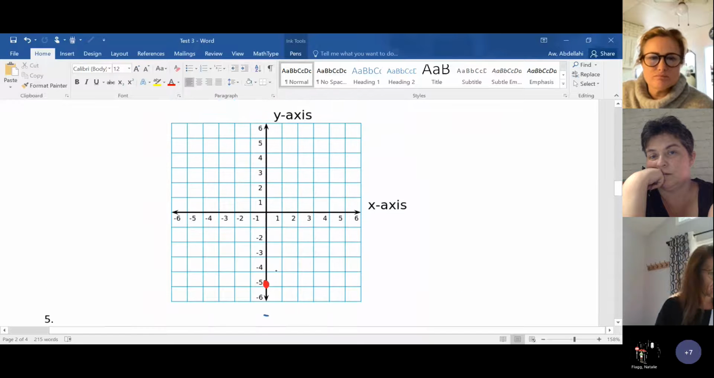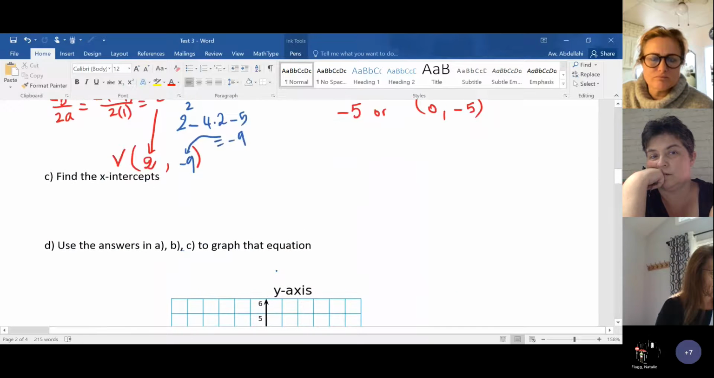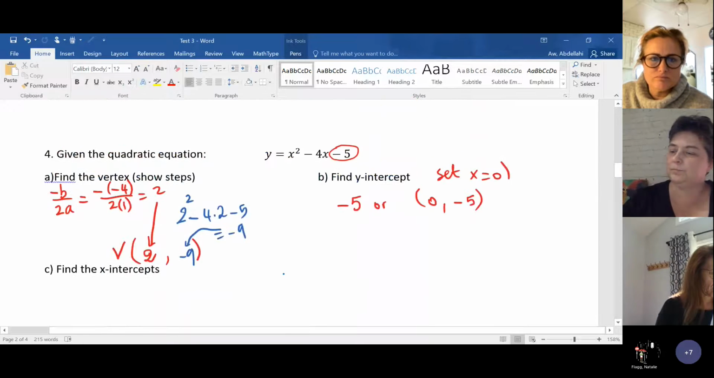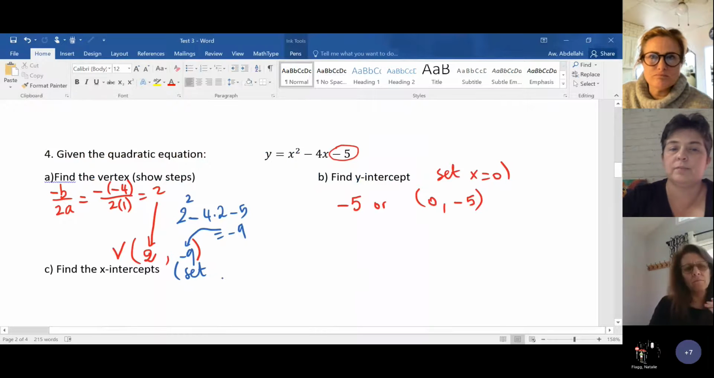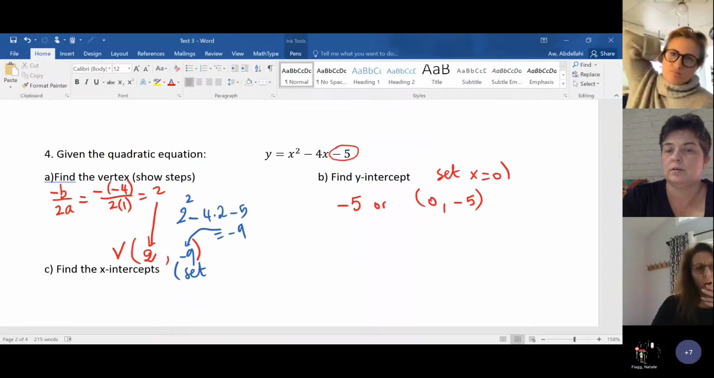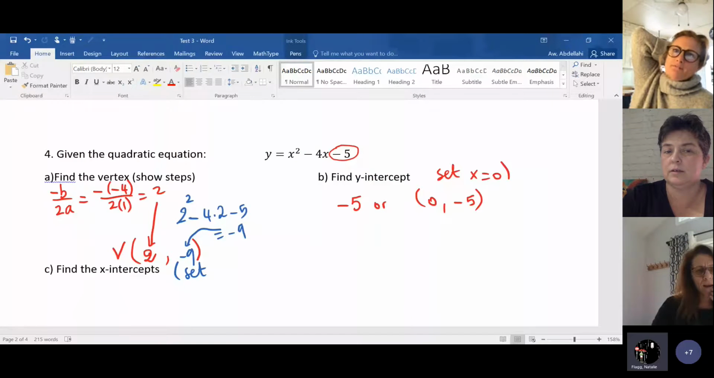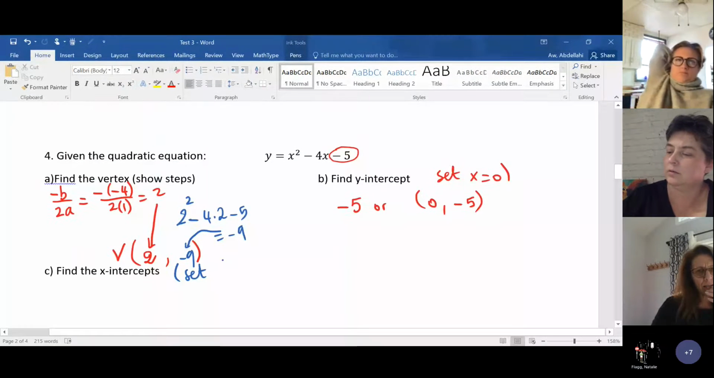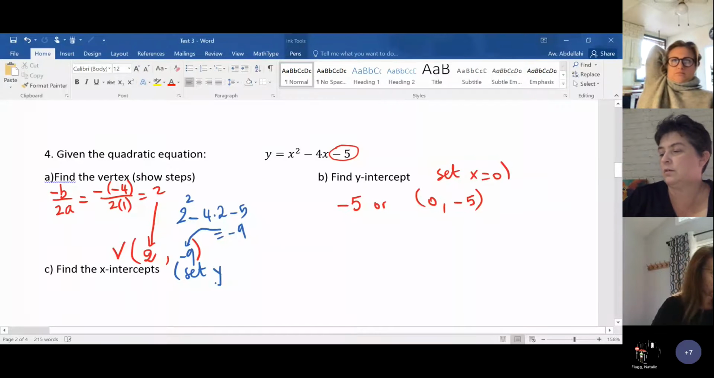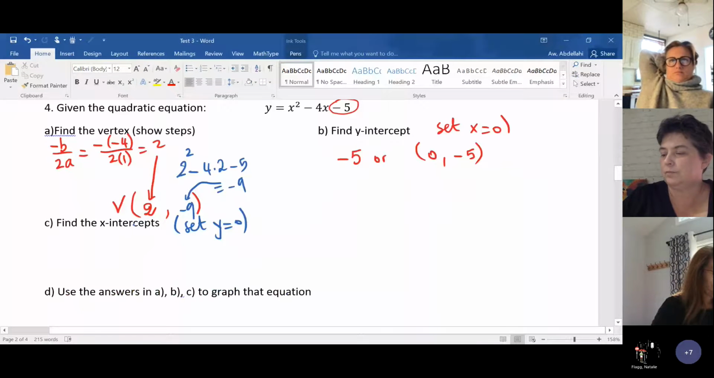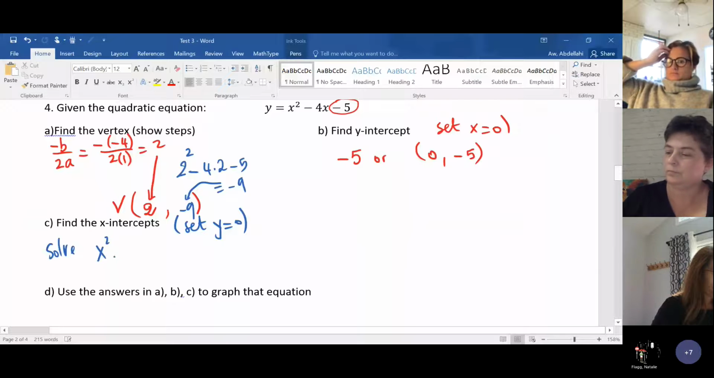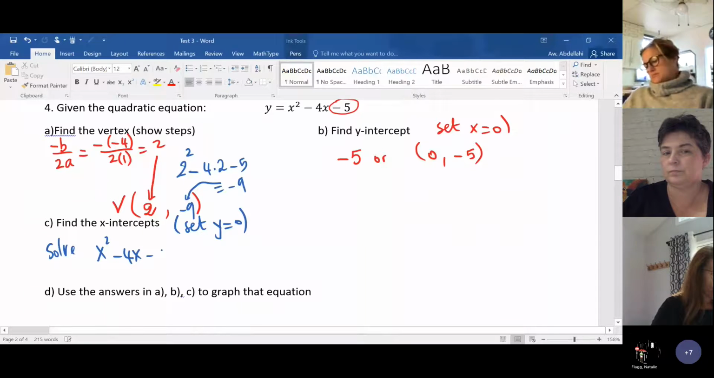Now for the x-intercept, what variable is set to 0 now? The y. Right, exactly. When you set y to 0, it means I have to solve the equation x squared minus 4x minus 5 equal to 0, right?